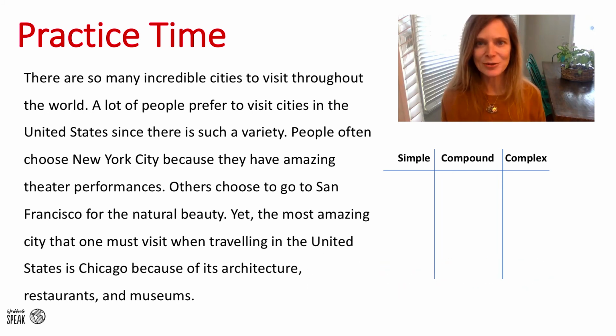Okay, thank you for pausing, taking the time to read, and tallying your sentences. So let's see, were you correct? How many simple sentences were there? So there were 2 simple sentences. The first sentence, there are so many incredible cities to visit throughout the world. And the other one was, others choose to go to San Francisco for the natural beauty.